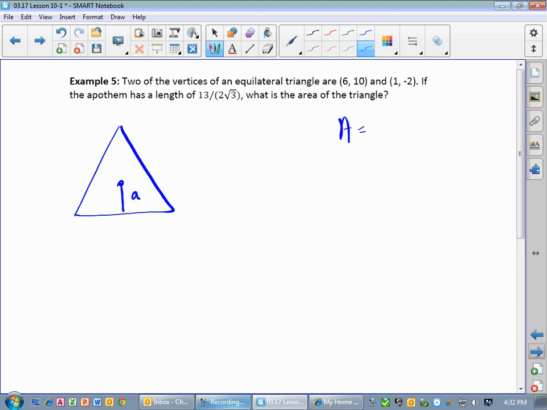So area equals 1/2 apothem times perimeter. I know our apothem is 13, and because of the parentheses here, we're dividing by 2 square root of 3, the whole thing. So it's not 13 over 2 times square root of 3, it's 13 over 2 root 3. And so if this is A, then the side over here is A square root of 3, which would be 13 over 2 square roots of 3.